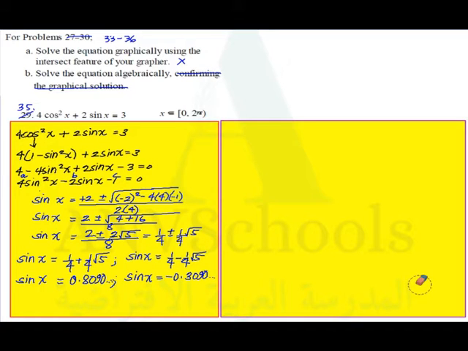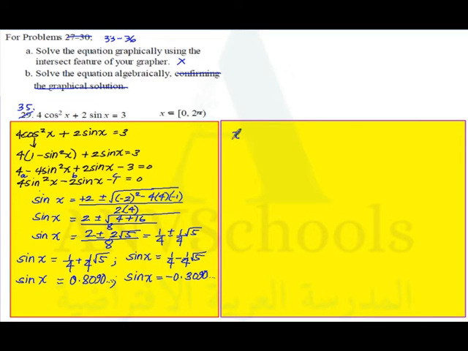So we are still on number 35, and we are finding the solution for cosine square of x plus 2 sine x is equal to 3. Now, so far, we have obtained these values for sine x, and we will now write the general form of the solution for this one.